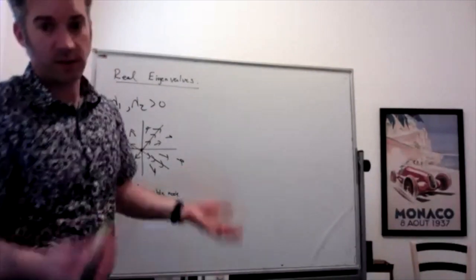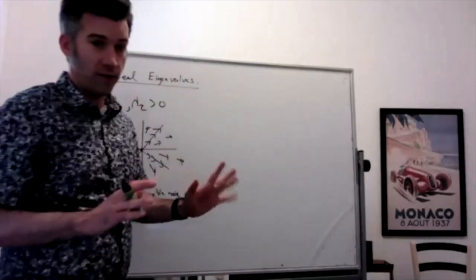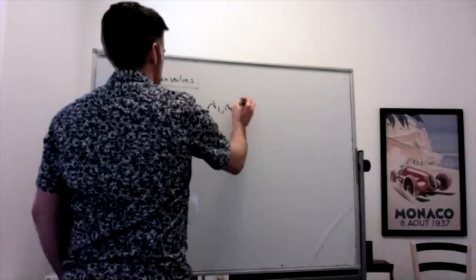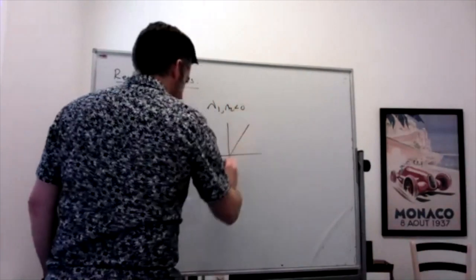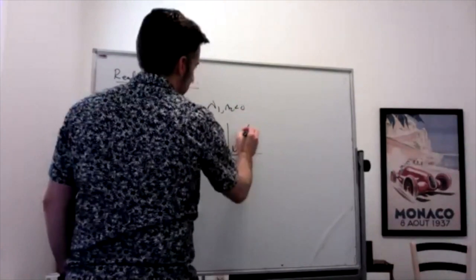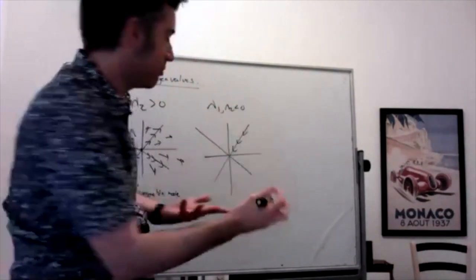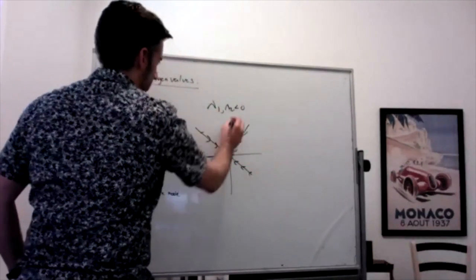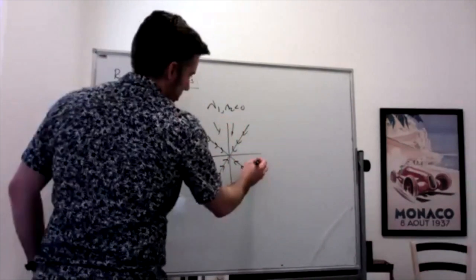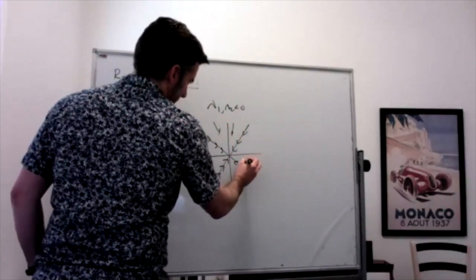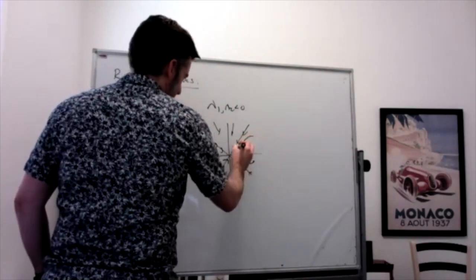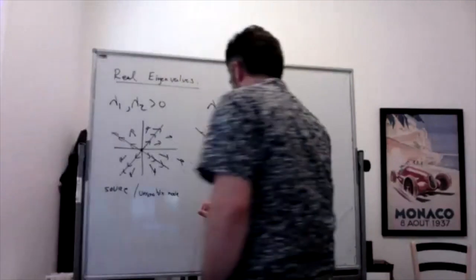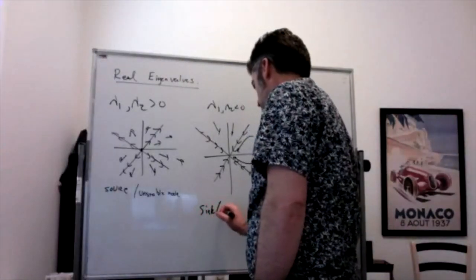On the other hand, if they're both negative, everything is pointing inwards. These eigenlines could be any kind of lines, but I'm just drawing them very generically. So everything is pointing inwards. If you started somewhere like here, you might do something like that. Or if you started somewhere here, you might do something like that. Again, I'm not 100% sure exactly how it looks. We call this a sink or a stable node.